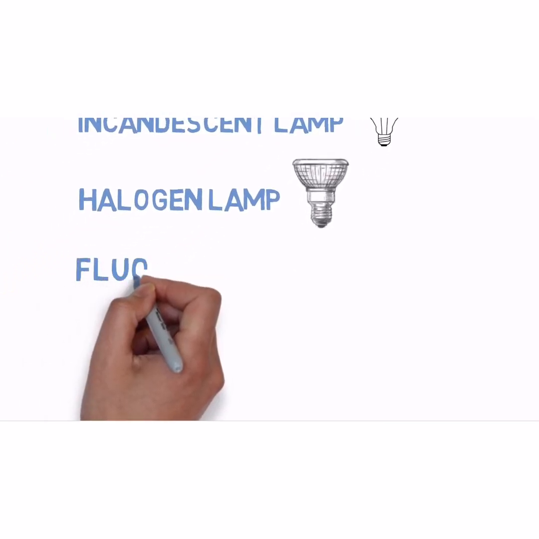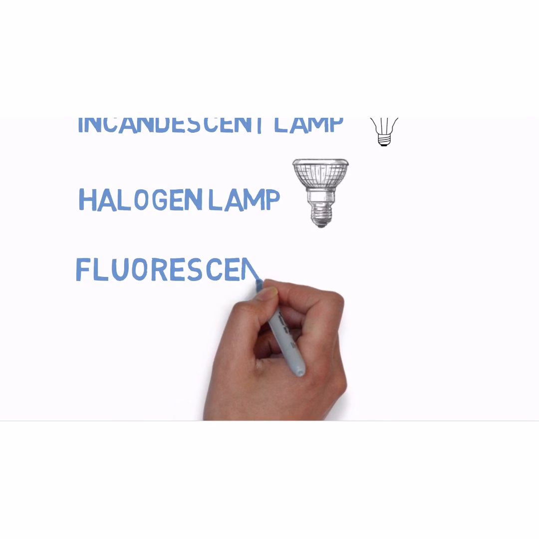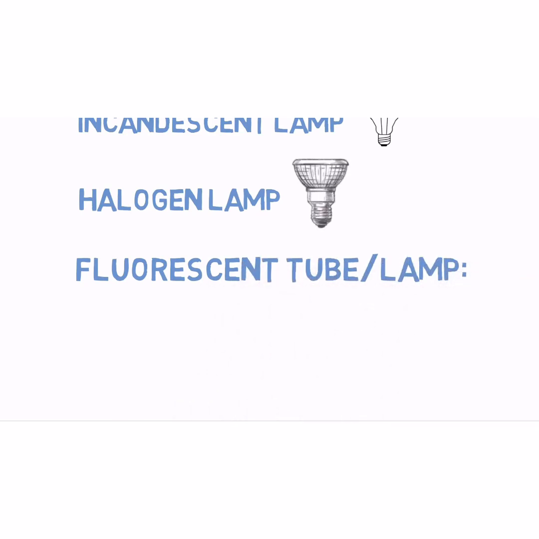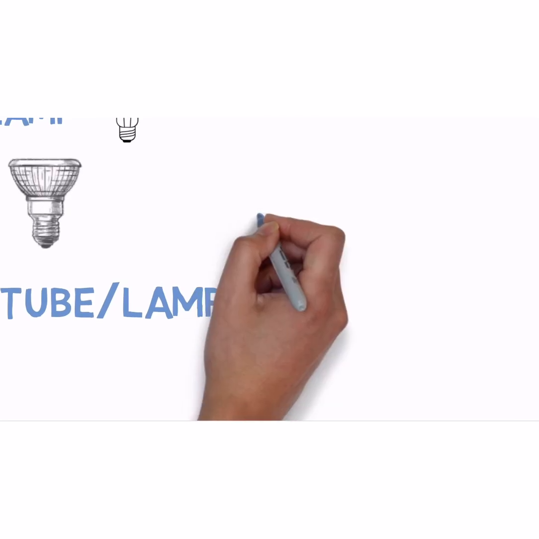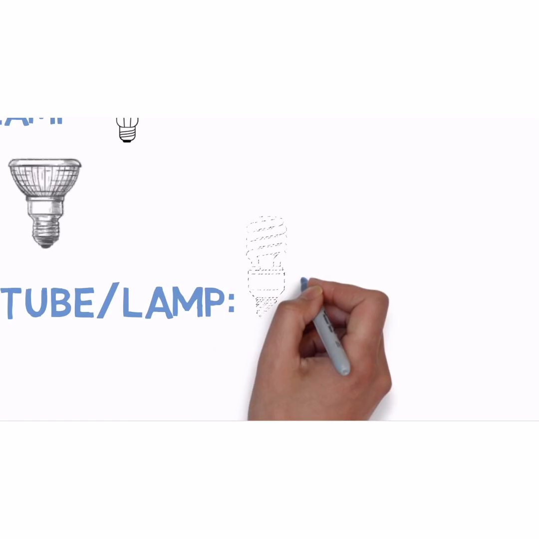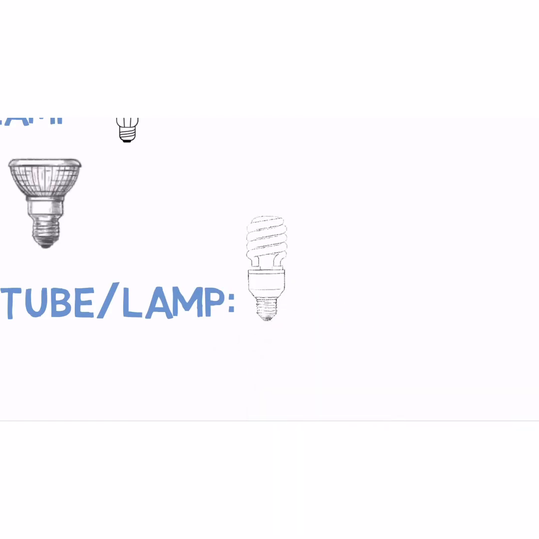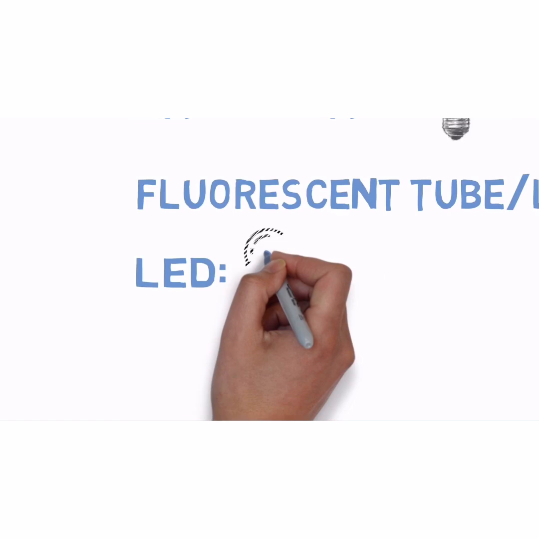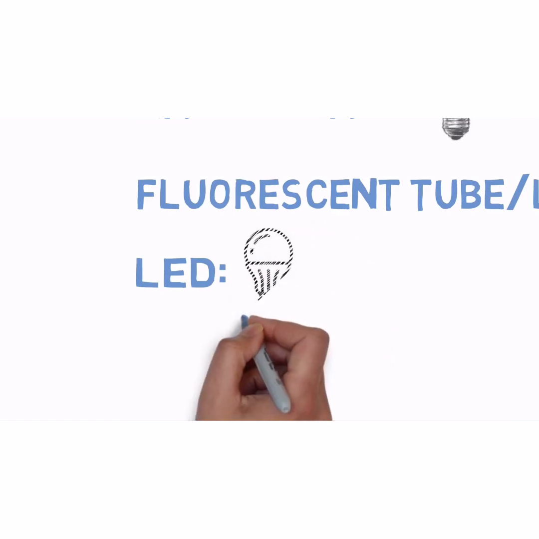Fluorescent tube or fluorescent lamp: this is based on the luminous emission of certain gases such as fluorine when exposed to an electrical current. LED: these bulbs are made of a set of light-emitting diodes that consume very little electricity compared to the light they produce.